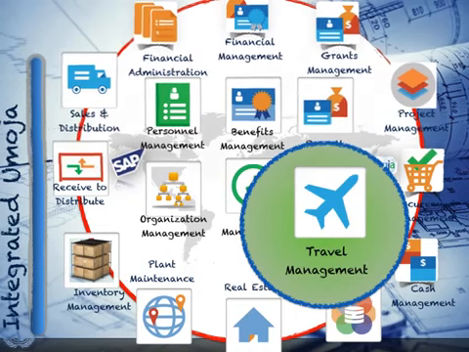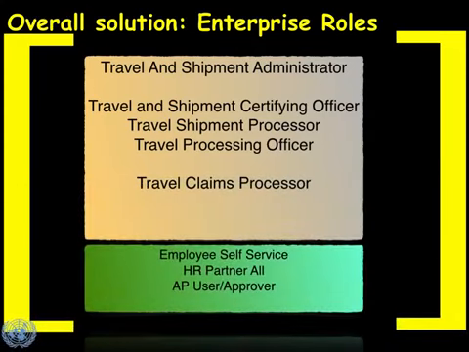Let's see the overall solution with the construct of enterprise roles. The enterprise roles, which predominantly cover travel management, are these: the travel and shipment administrator, the certifying officer, the shipment processor, the travel processing officer, and the travel claims processor. And apart from that, you're going to have the employee self-service, HR partner, AP user, and approver for claims processing and the financial part of the travel solution. Let's go step by step.